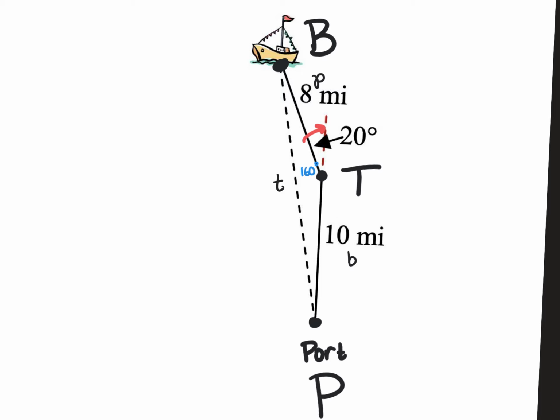So since we know angle T, I'm going to set this up where I have angle T on one side of my equation. So I'll have the cosine of angle T. On the other side of the equation, I'll have T squared. And then in between, I will use the other two sides. 2 times P times B times the cosine of T. All right, so I'm setting up my law of cosines.